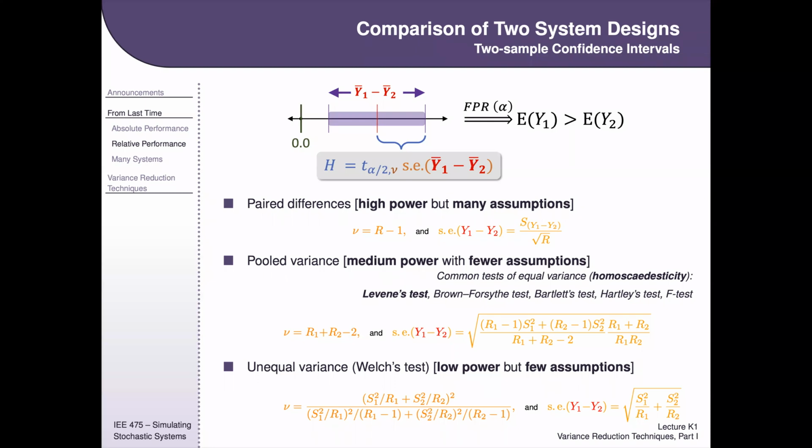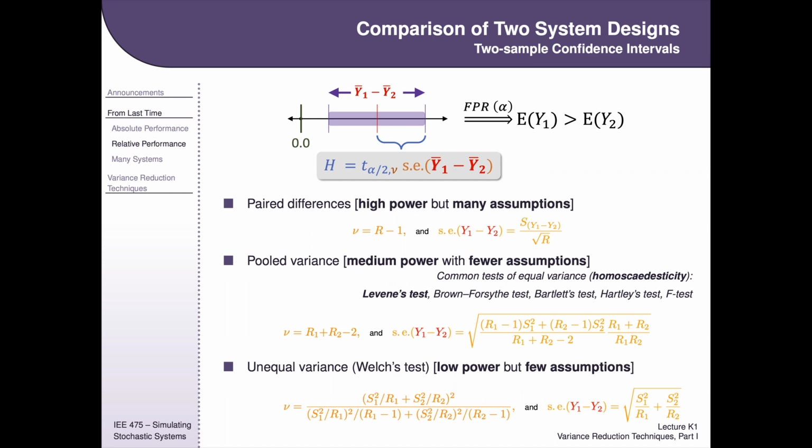If you use a paired design, your degrees of freedom and standard error are these formulas. If you use an unpaired design, an independent design, but you can assume that the variance in the two performances are the same, these are the formulas you use. If you use an unpaired independent design, but you can't assume equal variances, then these are the formulas you use. Regardless of what formulas you use, you plug them into the half width formula. You get a confidence interval around the difference in means, and you compare it to 0. And that's how you can compare two systems together rigorously.